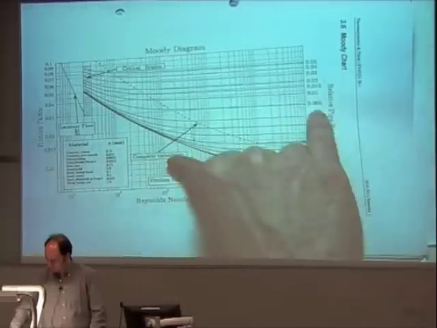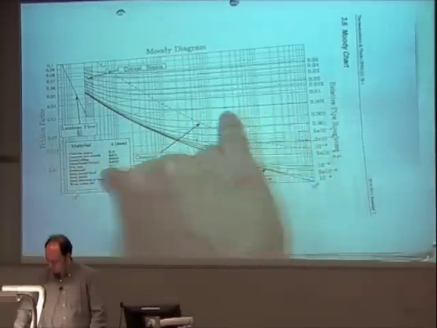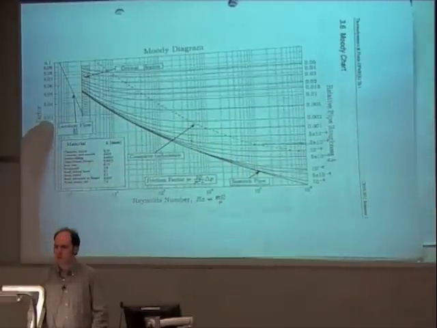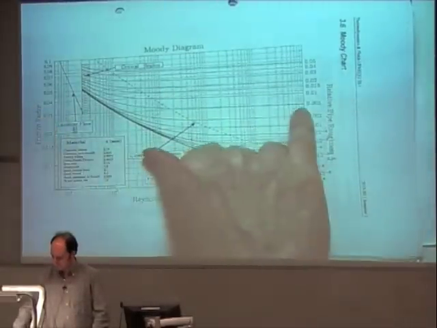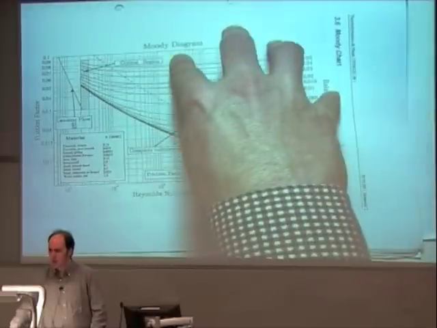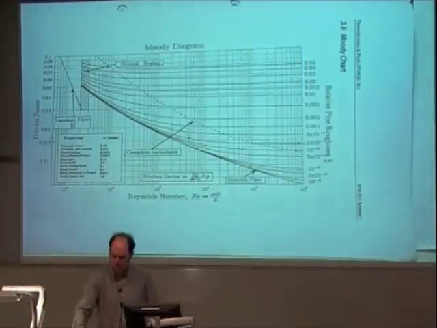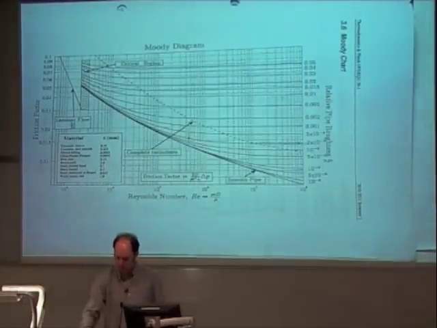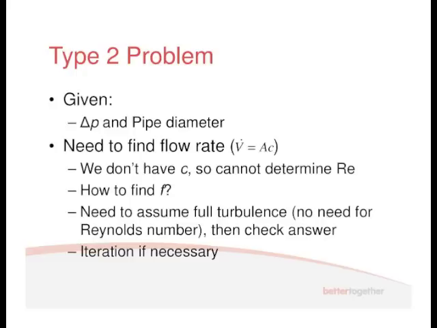So I choose this one here. It doesn't matter where I choose it. I'm going to get the same friction factor of this value here. And so that's what you do with these problems. With the type 2 problem, you assume full turbulence. You make the assumption of full turbulence, so you don't need the Reynolds number. And then you get a value for F. You then go through and solve the problem, and you check your answer. That may require some iteration.